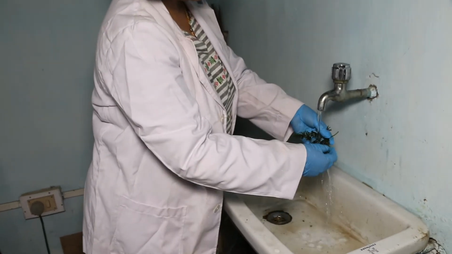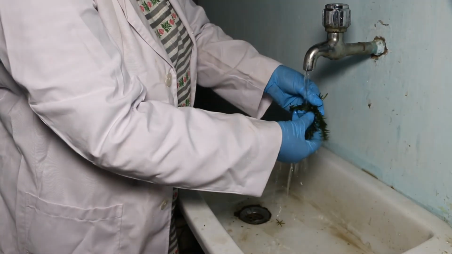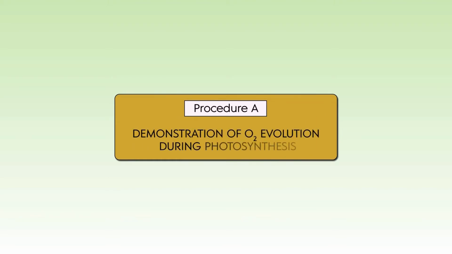In the first part, we will demonstrate the evolution of molecular oxygen during photosynthesis by Hydrilla plants. For the experiment, Hydrilla plant material was collected from a local water body. The plants were washed thoroughly with tap water and then with distilled water. We will employ the bubble counting method using a simple glass apparatus setup. In the second part of the experiment, we will study the effect of light intensity using the same bubble counting method. Now let's come to procedure A, which is demonstration of oxygen evolution during photosynthesis.